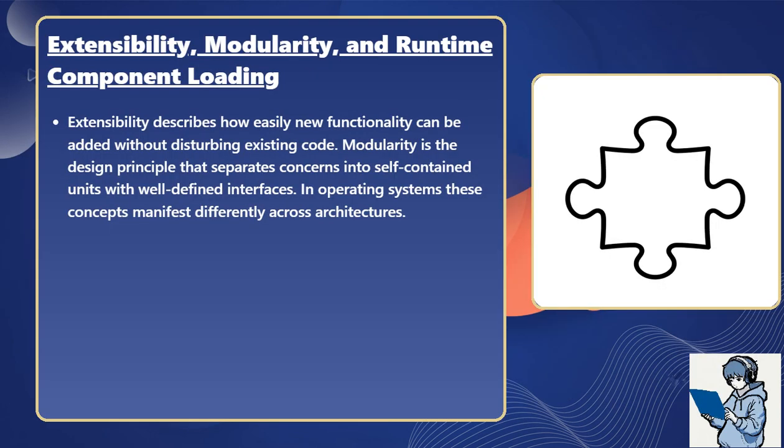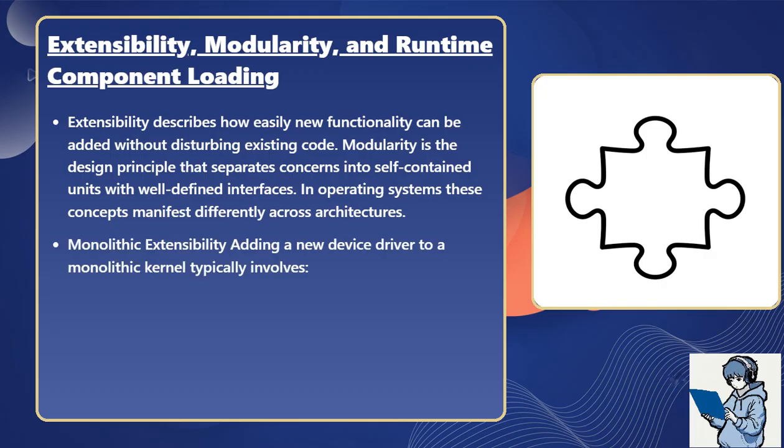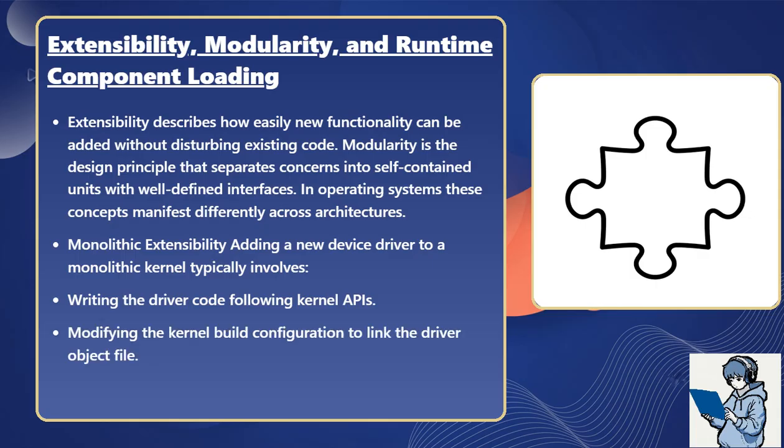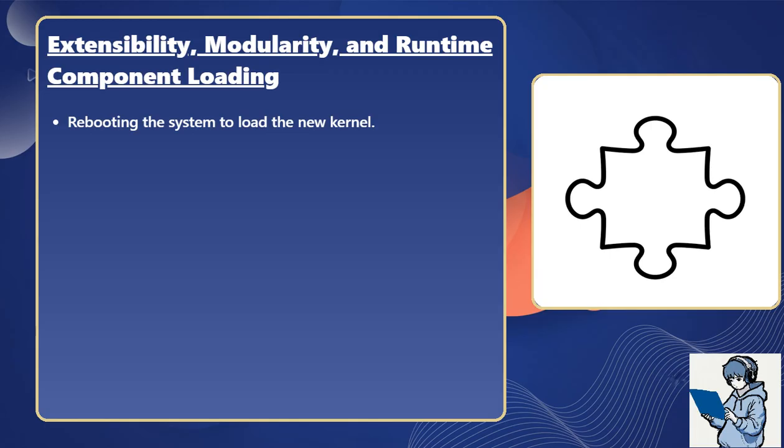Extensibility describes how easily new functionality can be added without disturbing existing code. Modularity is the design principle that separates concerns into self-contained units with well-defined interfaces. In operating systems, these concepts manifest differently across architectures. Monolithic extensibility: adding a new device driver to a monolithic kernel typically involves writing the driver code following kernel APIs, modifying the kernel build configuration to link the driver object file, rebuilding the entire kernel image, and rebooting the system to load the new kernel.